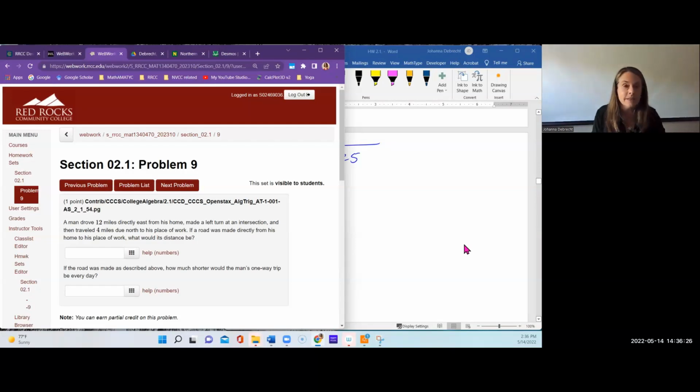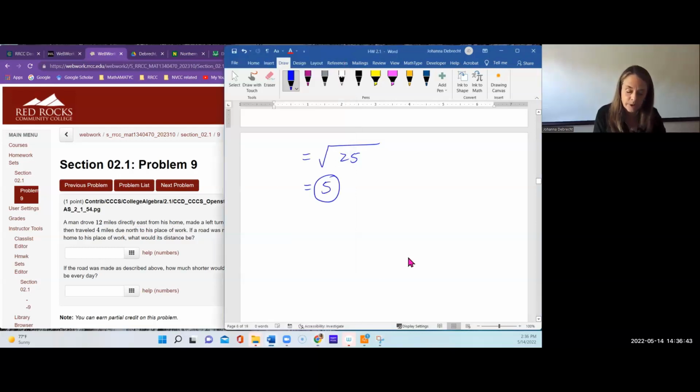Well, I got that there's someone driving on roads and they want a distance, but that's about it. So let's go back to the beginning and interpret the words. A man drove 12 miles directly east from his home. Let's draw a picture of what we have. Here's his house, front door. We'll give him a tree. He drove 12 miles directly east.